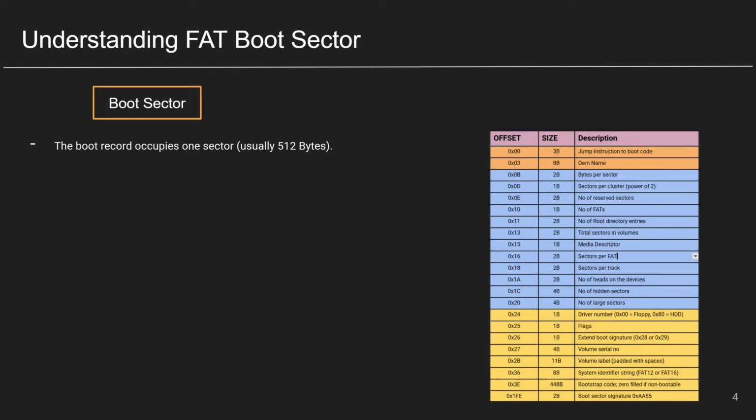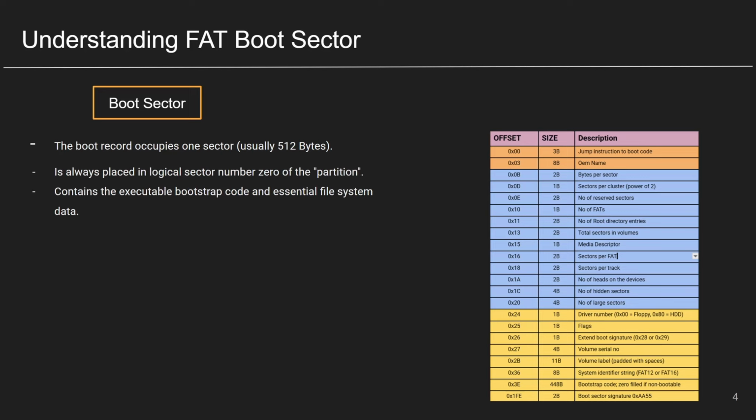The boot sector is the very first sector of a FAT volume. On the right you can see all the various properties present in the boot sector. The boot record occupies one sector, usually 512 bytes. It is always placed in the logical sector number 0 of the partition. It contains the executable bootstrap code and essential file data.